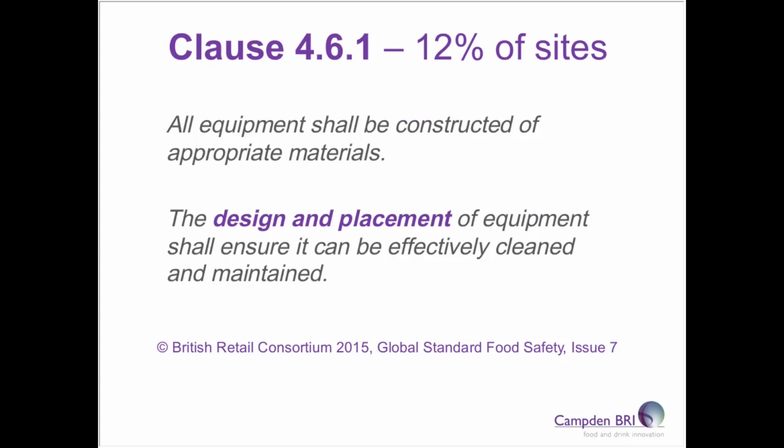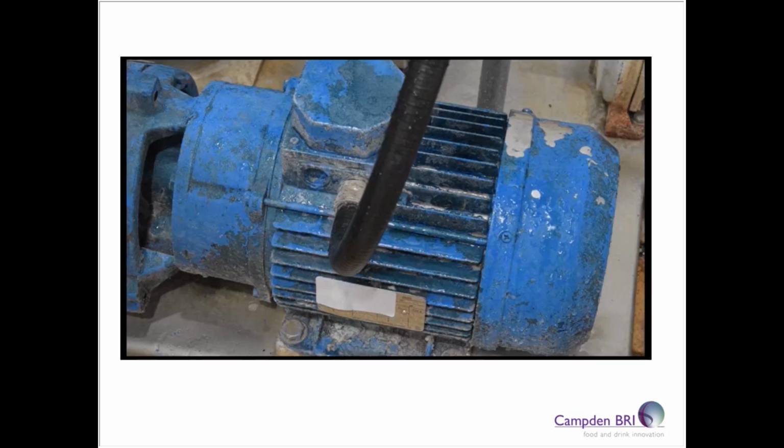Clause 4.6.1, a large proportion, 12% of sites, get this as a non-conformity. All equipment should be constructed of appropriate materials. The design and placement of equipment shall ensure that it can be effectively cleaned and maintained. And we have a good example here. You can see the pump here. There's droplets of water falling on top of the pump, but also you can see physical contamination. The paint is chipping off the pump, and there's also debris on the pump that could be a physical contamination area.